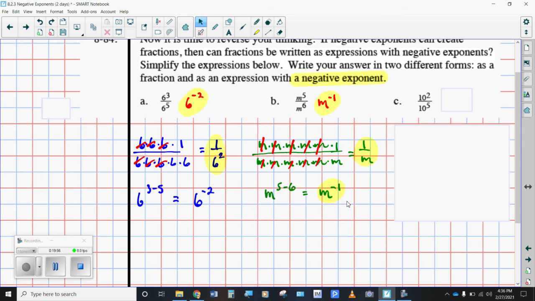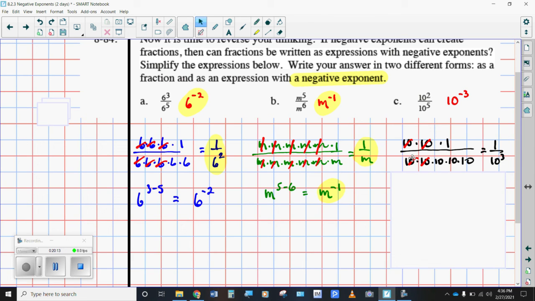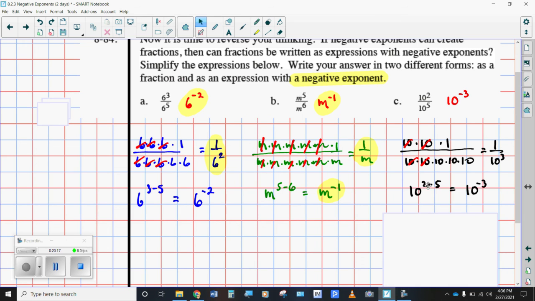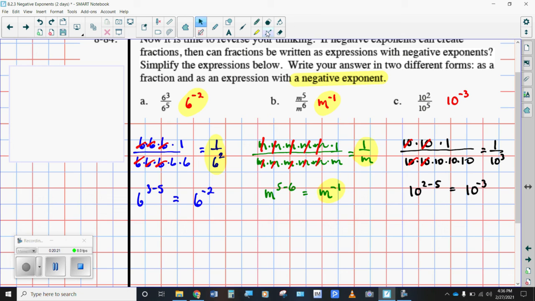And then our last example, 10 squared over 10 to the fifth. Can you just predict what the answer is going to be? You've got more of them in the denominator, right? So if you take 2 minus 5, that gives you negative 3. So this is going to be 10 to the negative third. Why? Expand them out, cancel out the common factors, and it leaves you with 1 over 10 to the third, or 2 minus 5 equals negative 3, 10 to the negative third. These are equivalent to each other.